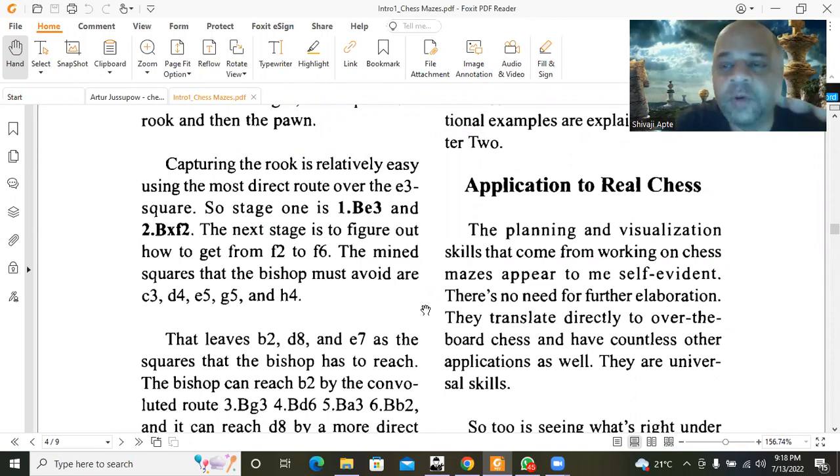Either you can look at the screen, or you can set up the position, but you are not supposed to move the pieces. Remember, then it becomes very easy. You're not supposed to actually move the pieces on the board. You are only supposed to look at the board, just like in a chess game, right?